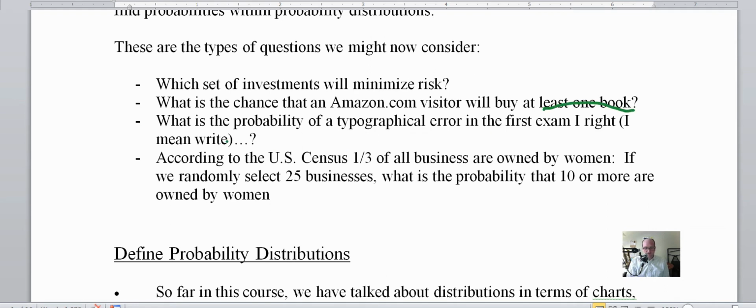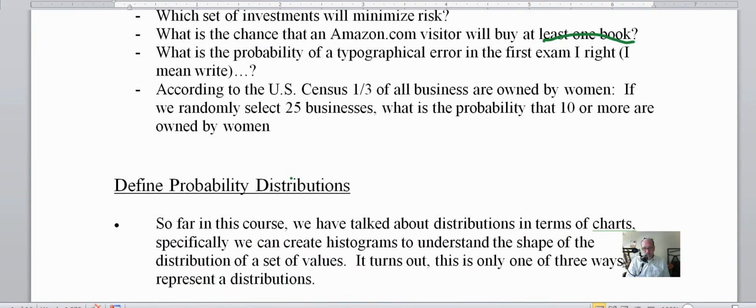Whoops, that was supposed to be underlined. What's the probability of a typographical error in the first exam I write? Okay, this one we will actually solve. According to the U.S. Census, 1/3 of all businesses are owned by women. If we randomly select 25 businesses, what is the probability that 10 or more are owned by women? So these types of questions, we have to assume an underlying distribution of the probabilities. And so that's really all we're going to do, is talk about probability distributions.